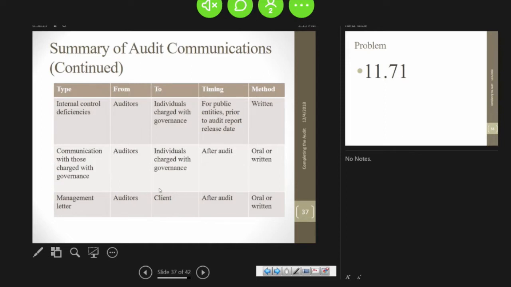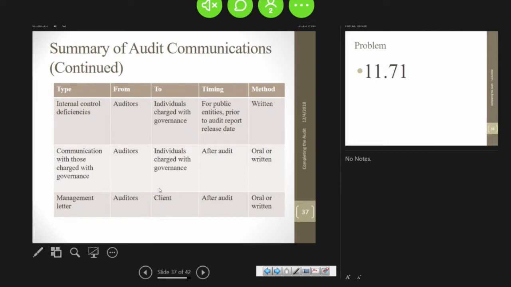And then the internal control deficiencies, that the auditors communicate to the audit committee and management, and that is prior to the audit report release date. And so remember, the auditor also issues a report on internal controls, right, which we'll discuss, including whether or not there are any material weaknesses that have to be reported in that report.